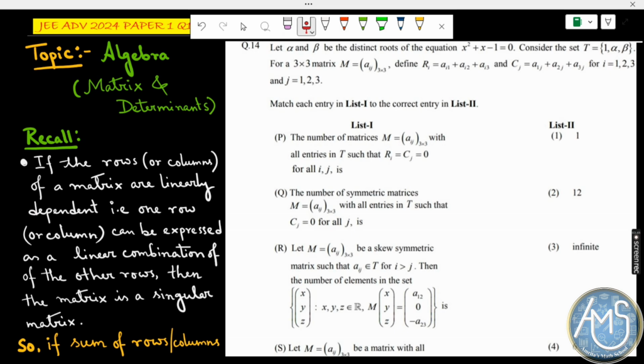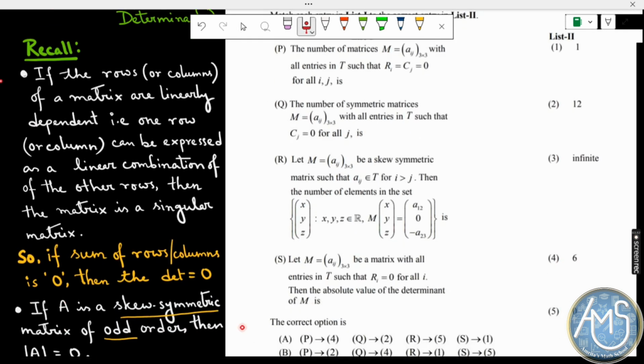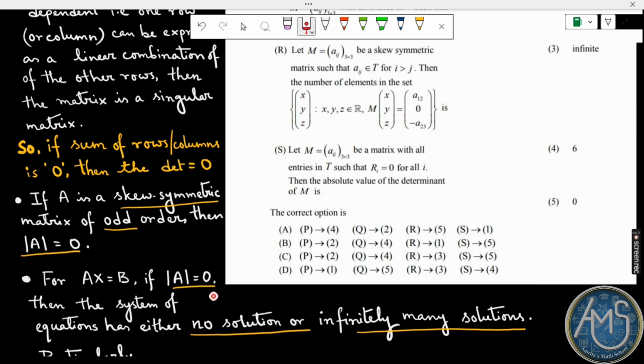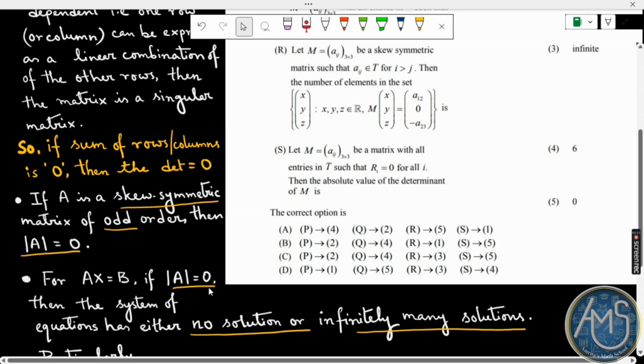To solve this question we need to recall some points. Firstly, if the rows or columns of a matrix are linearly dependent, meaning one row or column can be expressed as a linear combination of the other rows or columns, then the matrix is a singular matrix. That means the determinant is 0. So if the row sum or column sum is 0, then the determinant of that matrix must be 0. It will be a singular matrix.